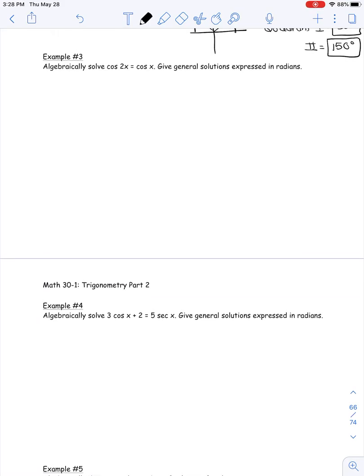Example number 3, we're going to rewrite that double angle. So instead of cos 2x, we're going to write it as 2 cos squared x minus 1. So as you can see, I can bring everything to one side and make it a quadratic equation.